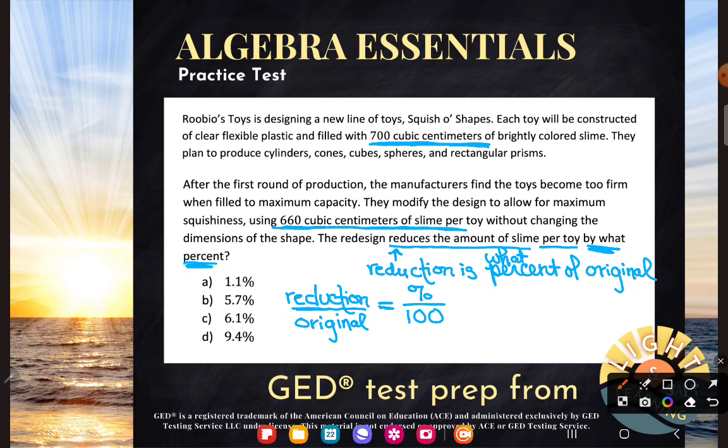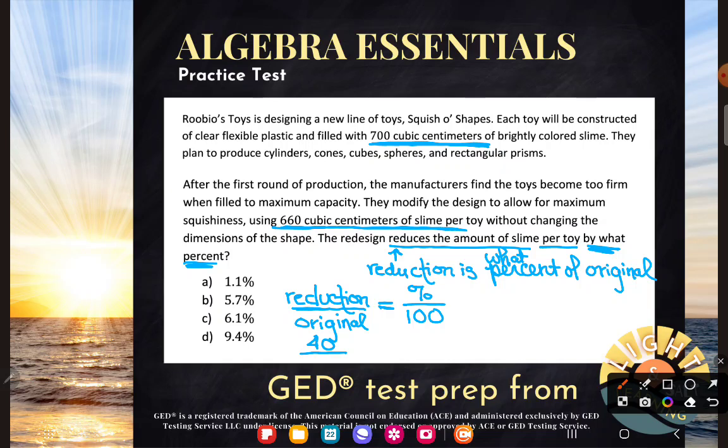So I started at 700. I ended up at 660, but I don't want either of those numbers. I don't want starting or ending for the top of the fraction. I want the change, the reduction, how much it reduced by. Another way to think of that is the difference. And so I'm going to subtract to find that difference. If I had 700, I'm going to take away that 660. It went down by 40. The reduction is 40 cubic centimeters.